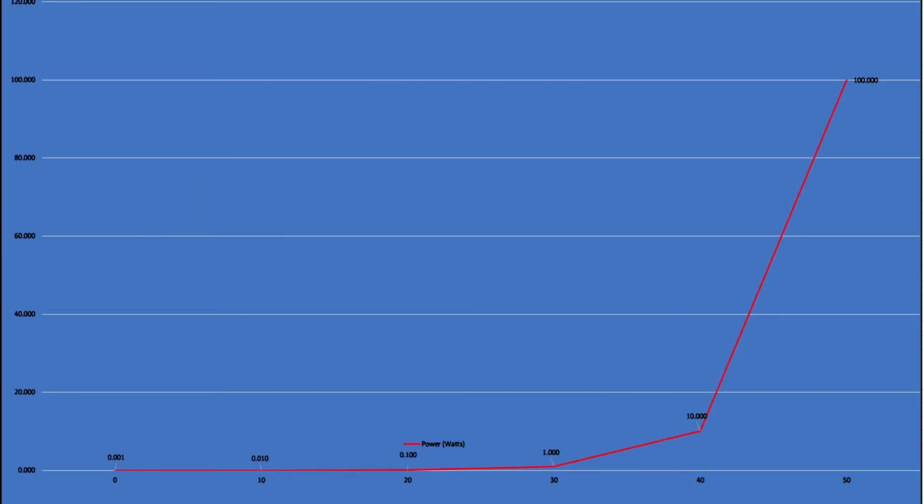All right, so I've got a quick chart I put up here. Across the bottom is the dBm that we're talking about. And then on the vertical axis is the equivalent wattage.